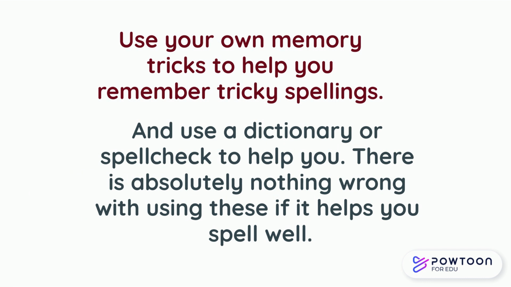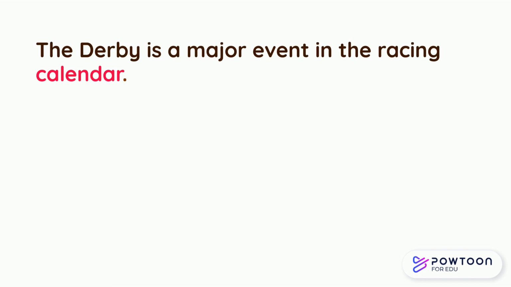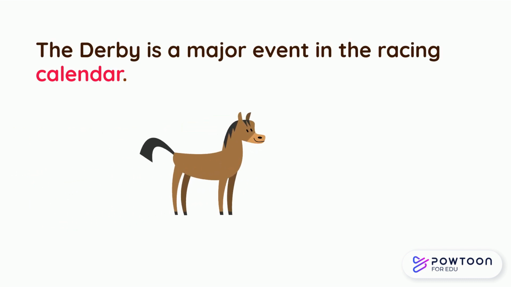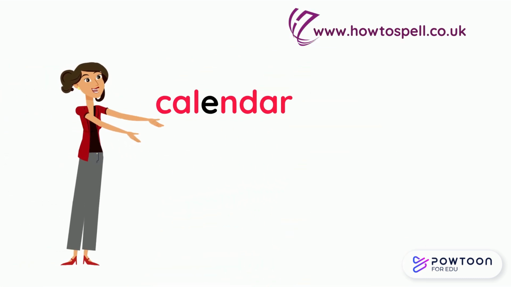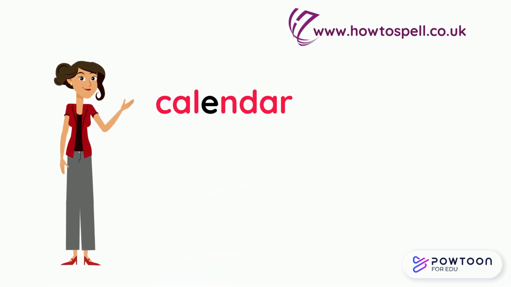Let's look at some other sentences. The Derby is a major event in the racing calendar. I made a note of the day on my online calendar. So remember, the E right in the middle of calendar, it's between two A's.